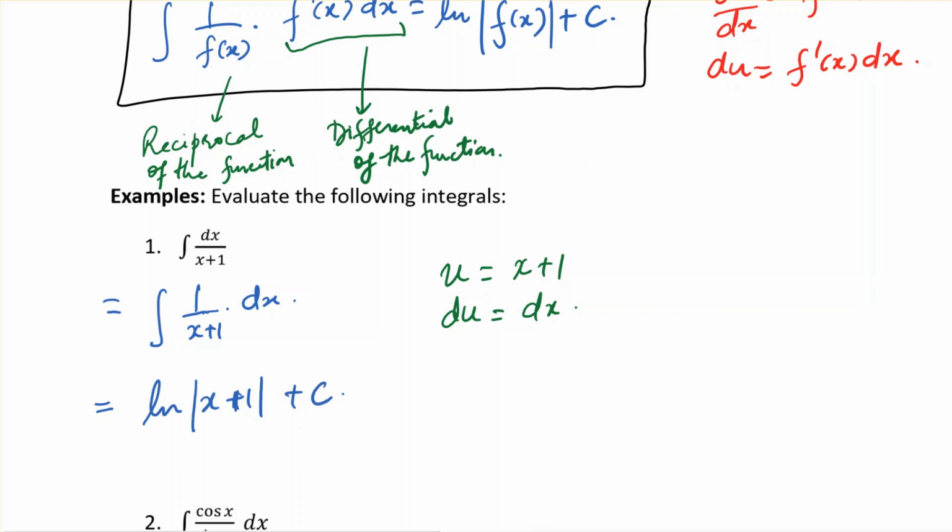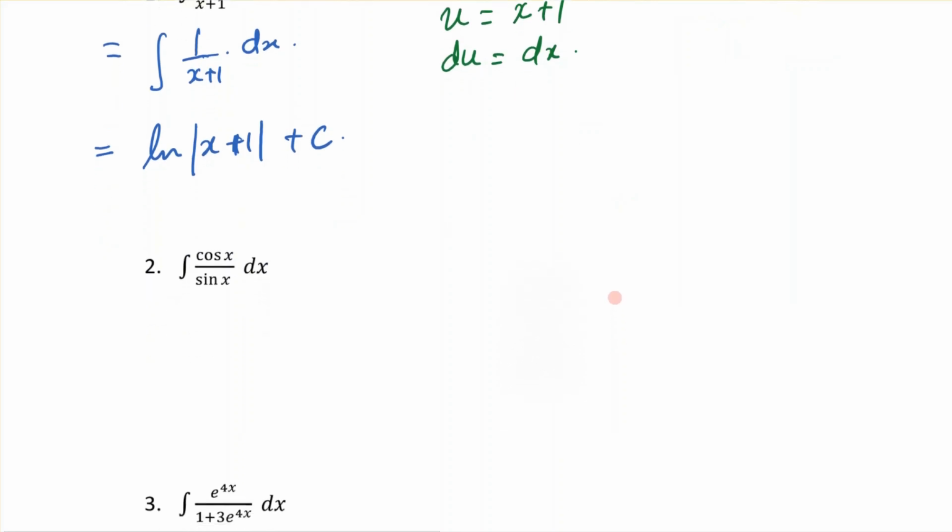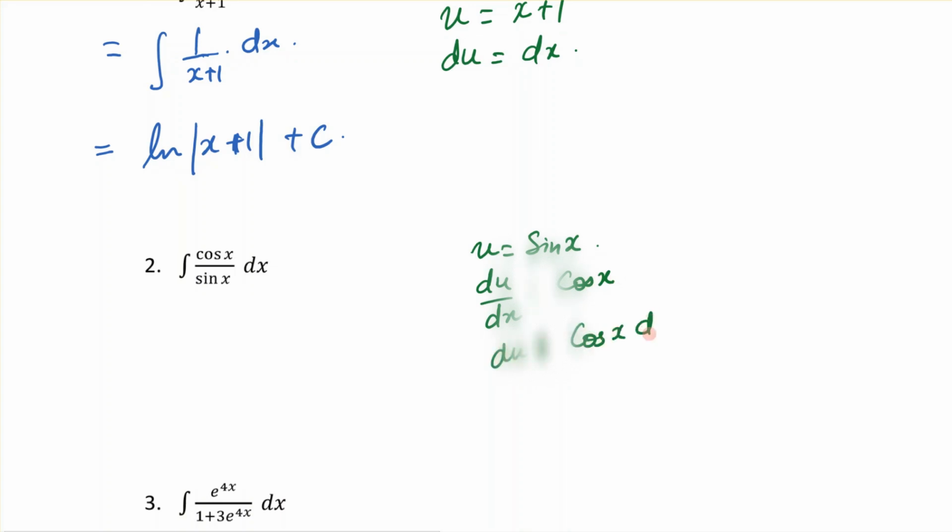Let's take a look at the next one. The integral of cosine x over sine x dx. Again, in this one, we can use a substitution. Let u be equal to sine x. If you find the differential of u, you can take the derivative on both sides. The derivative of sine is cosine, and du is equal to cos x dx.